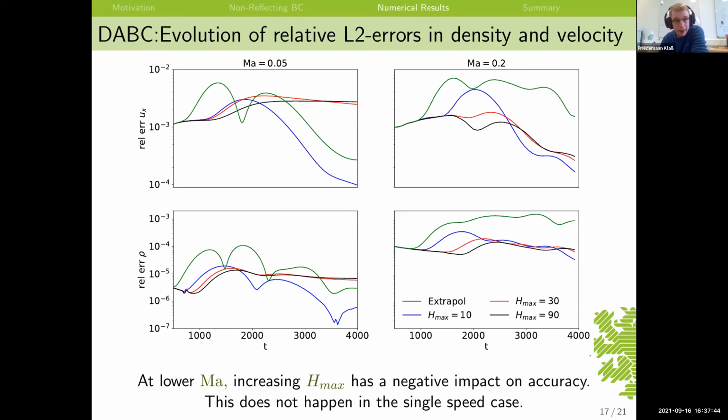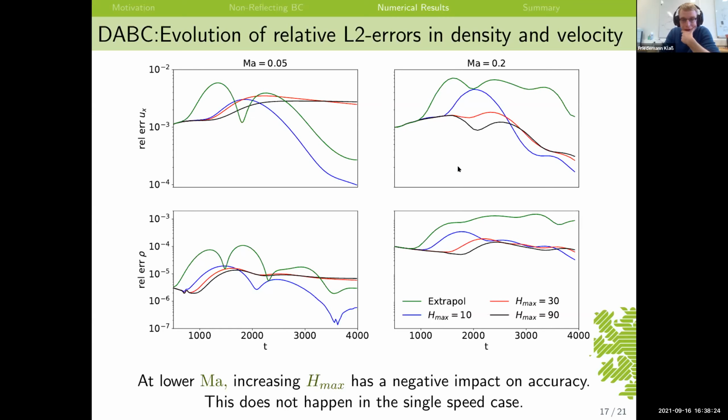And yes, the first thing I want to present here is actually another open problem, because for the discrete artificial boundary condition, I'm showing you here the relative errors in the streamwise velocity in the first row and the relative errors in the density in the second row, and focusing now only on the right column where we are at a Mach number of 0.2. It looks actually quite good and promising, because for reference I included the extrapolation boundary condition as the green line to compare to.